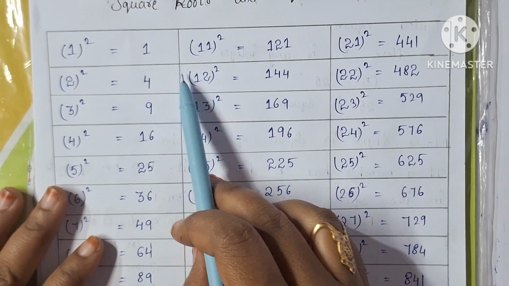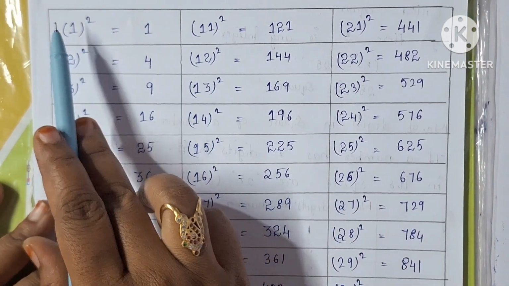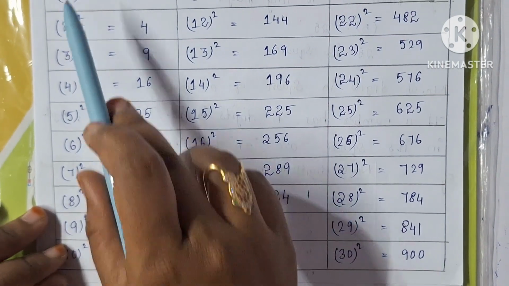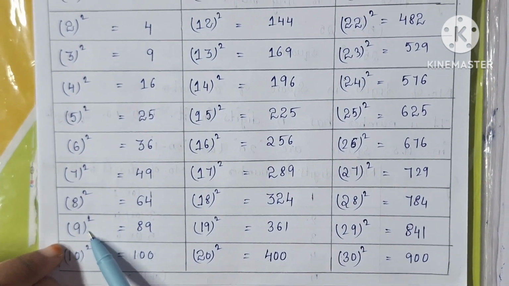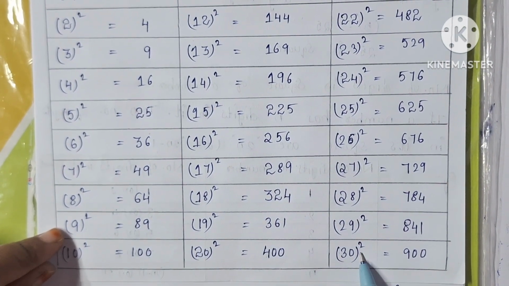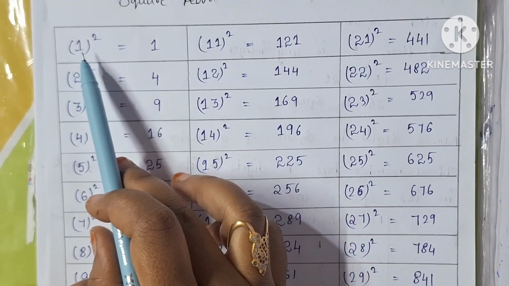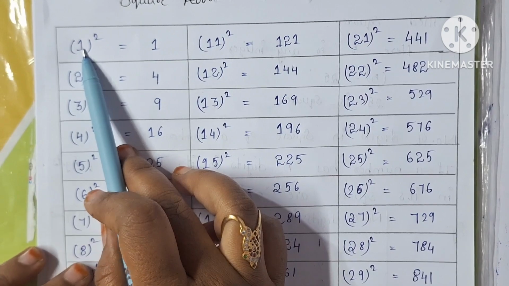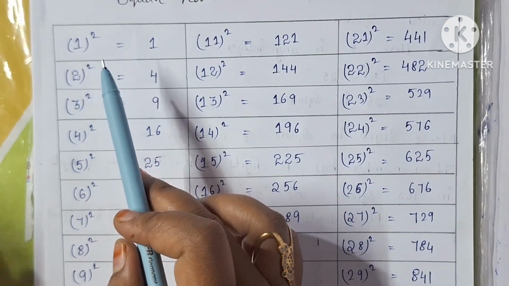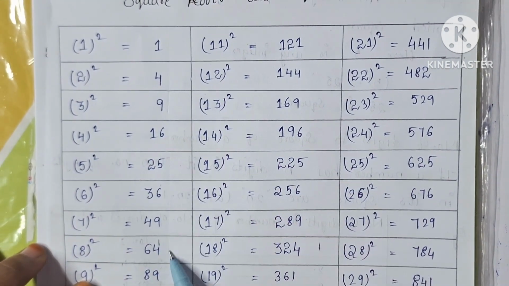See, here are squares of numbers from 1 to 30. From 1 to 30, up to 9 are single digit numbers. The remaining are all 2 digit numbers. What I told is, if the number of digits in the square root is 1, the number of digits in its square will be either 1 or 2, obviously.